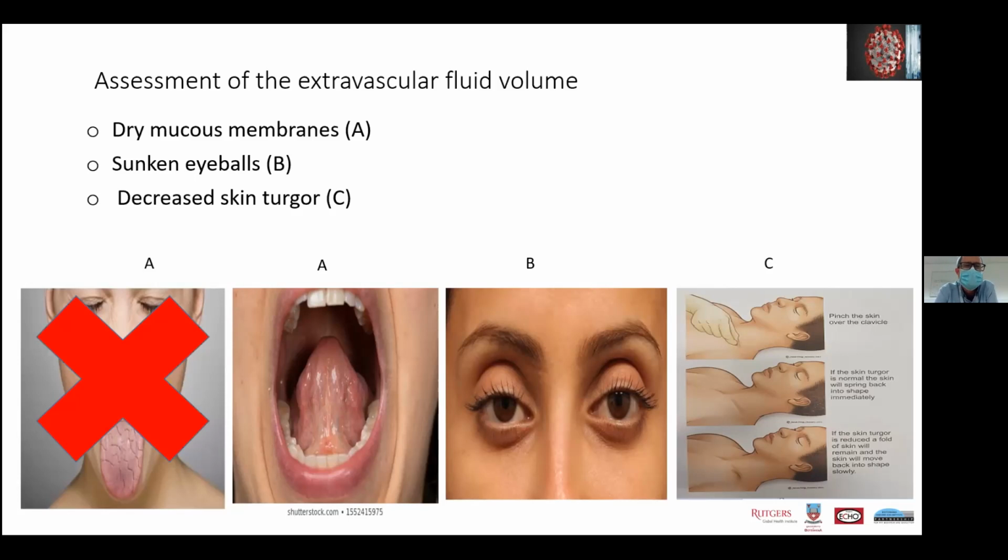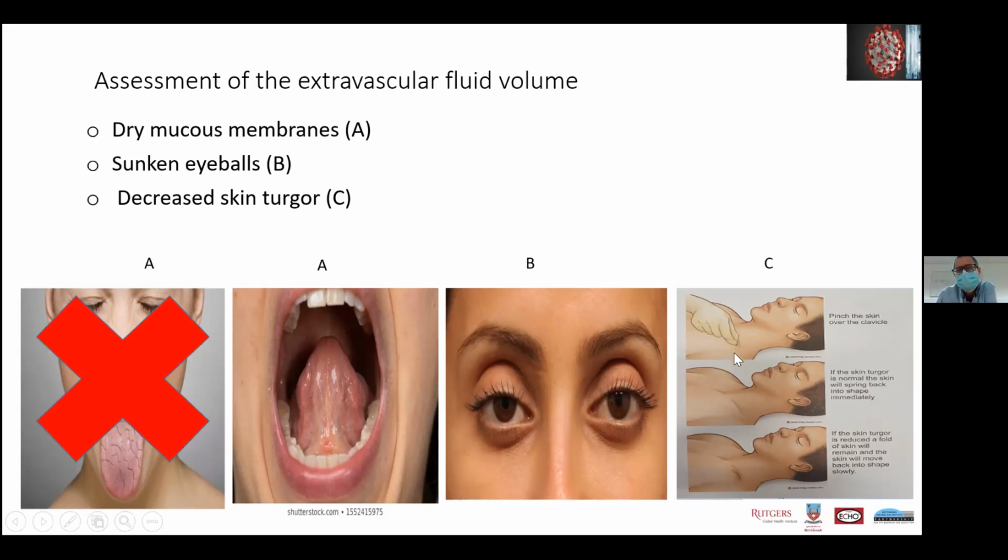That's why you need to look under the tongue, like in the second picture, which is wrongly labeled as E; it is B, but E is the correct one. You need to assess under the tongue, and the inner part of the lower lip, okay? Don't assess the dryness of the top of the tongue. Then the other picture shows the sunken eyes when the patient is fluid depleted. And the last one is how to assess the skin turgor.